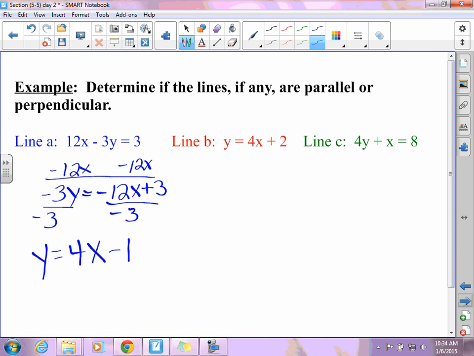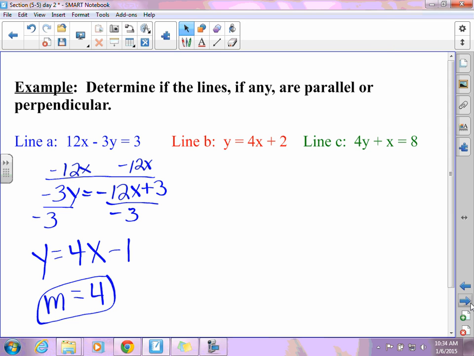It's not x. Okay, how about line B, the red one? What's my slope? Now, how come you can say it's 4 on this line, but on the line before you couldn't say that? That is correct. It's in slope-intercept form. So m equals 4.